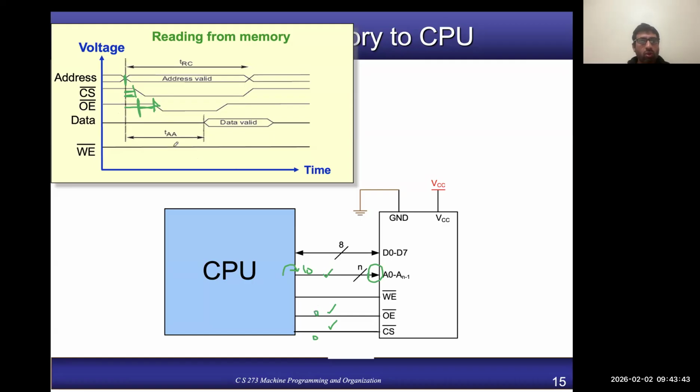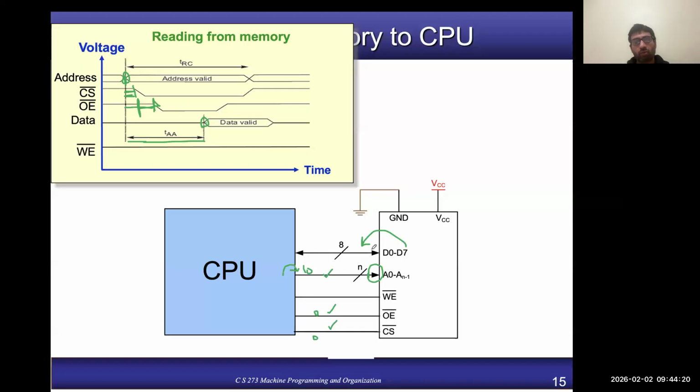And when you do that, it will take some time, and after that the data will be available from the memory on the data bus. Okay. And memory access latency is defined as the time from where you place the address to the time point where your data actually became available on the bus. So this is the duration here. Same goes for the write operation.